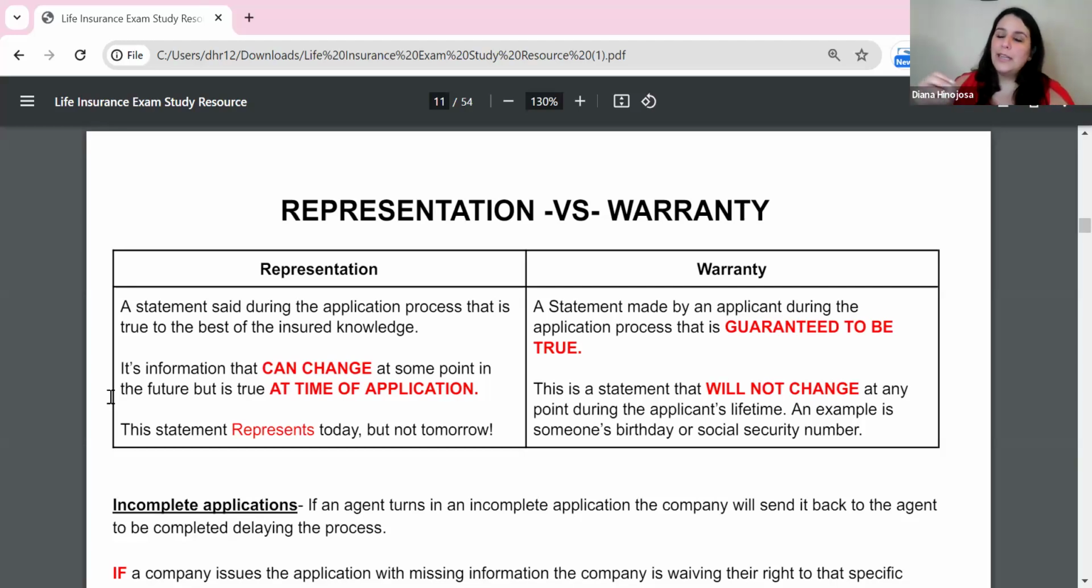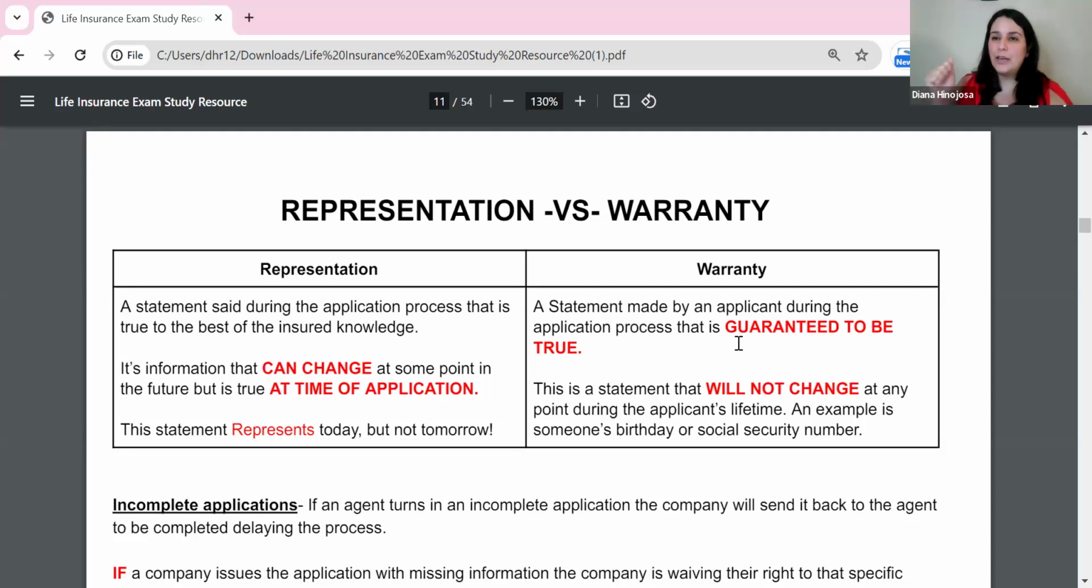Now, if it's a warranty, it's guaranteed to be true. That is the statement I want you to look at and to engrave in your mind, because that is the term they use on the exam. Guaranteed to be true is a warranty. I guarantee a warranty, right? Same thing, kind of like when you go into a store, buy an electronic, they're giving you a warranty, they're guaranteeing it's going to work for so long. This, I'm guaranteeing that this is the correct information forever.